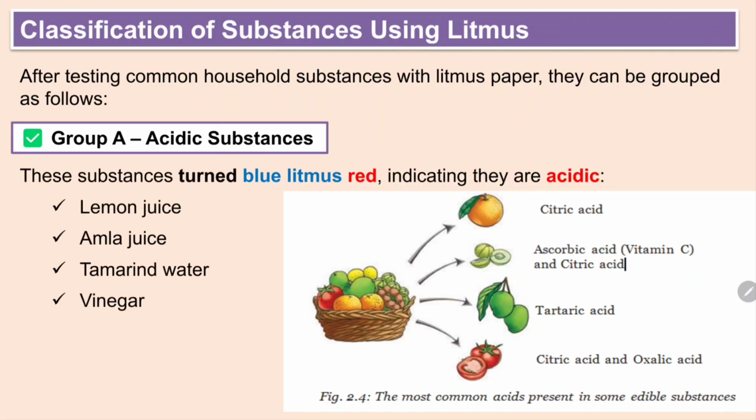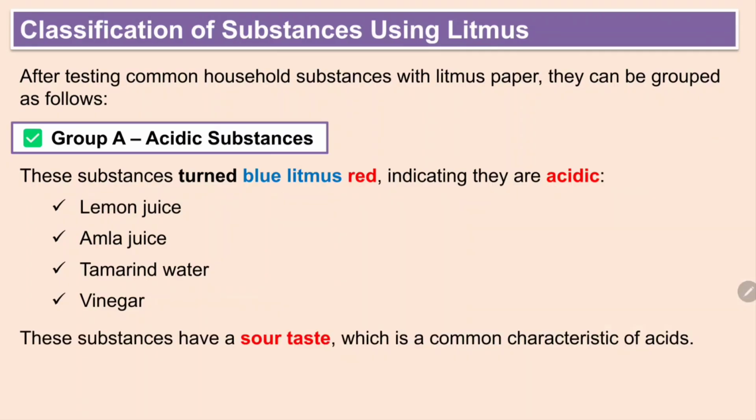Okay, so let us understand something about acidic substances also. These substances turn blue litmus red, indicating they are acidic. Lemon juice, amla juice, tamarind and vinegar, that is the sample that we have taken, isn't it? And these substances have a sour taste, which is a common characteristic of acids. So we can find whether any substance is acidic or not by its taste also. If it tastes sour, then it means it is acidic. Remember, the taste of lemon, amla, tamarind water, vinegar, they all taste somewhat sour, isn't it?